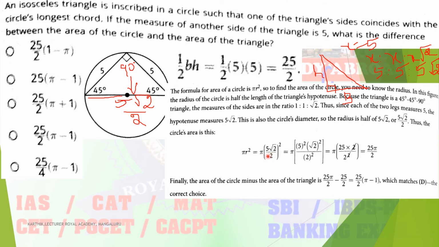So pi r square, pi into 5 square root of 2 divided by 2, whole square, r square, right? Then after simplification, it is nothing but 5 square as well as square root of 2 square divided by 2 square. So after simplification you will get 25 pi divided by 2. Okay, then subtract the circle area. Circle area is how much? 25 pi divided by 2 minus this area, 25, you will get 25 divided by 2 into pi minus 1. So option D is the correct answer for this problem.